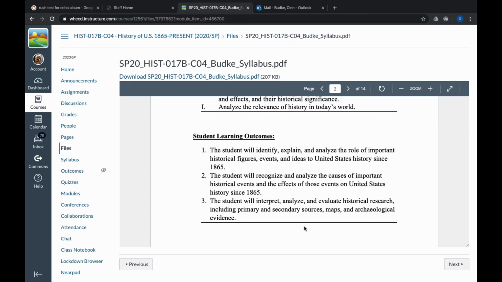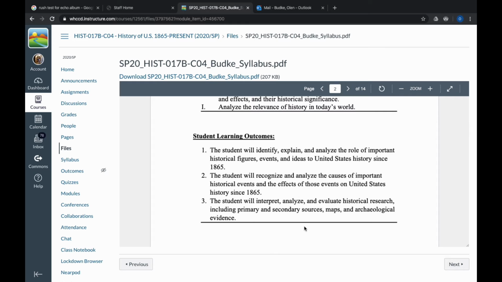We just at least need to know who played an important role in shaping U.S. history. What events played an important role? What ideas have helped to shape U.S. development throughout history, right? So that's what we're going to accomplish by the end of this course, and we will mostly demonstrate that through our quizzes and our exams.